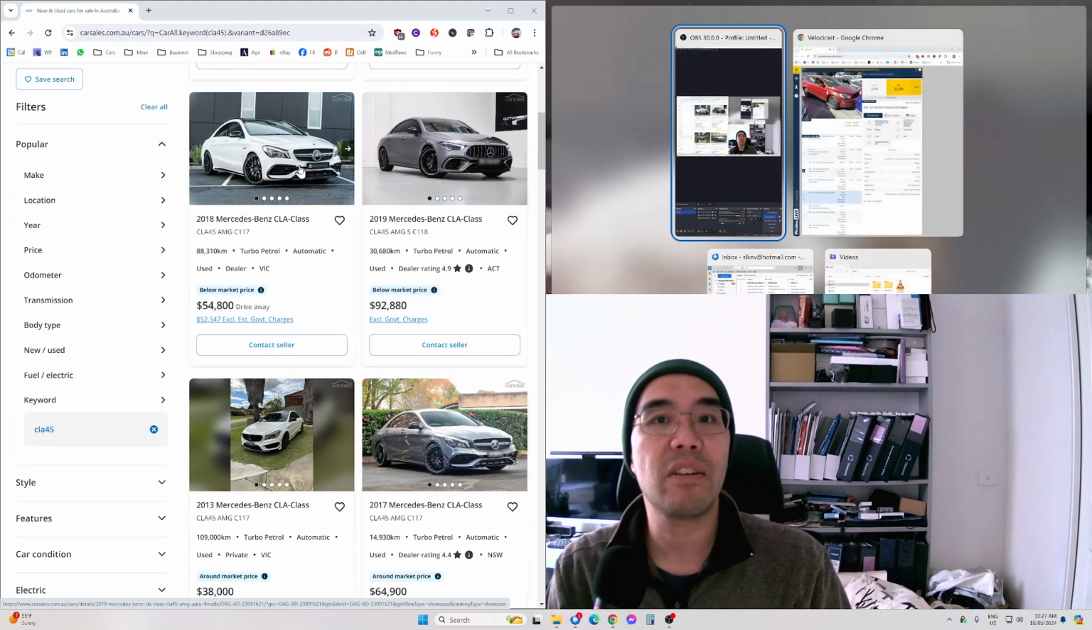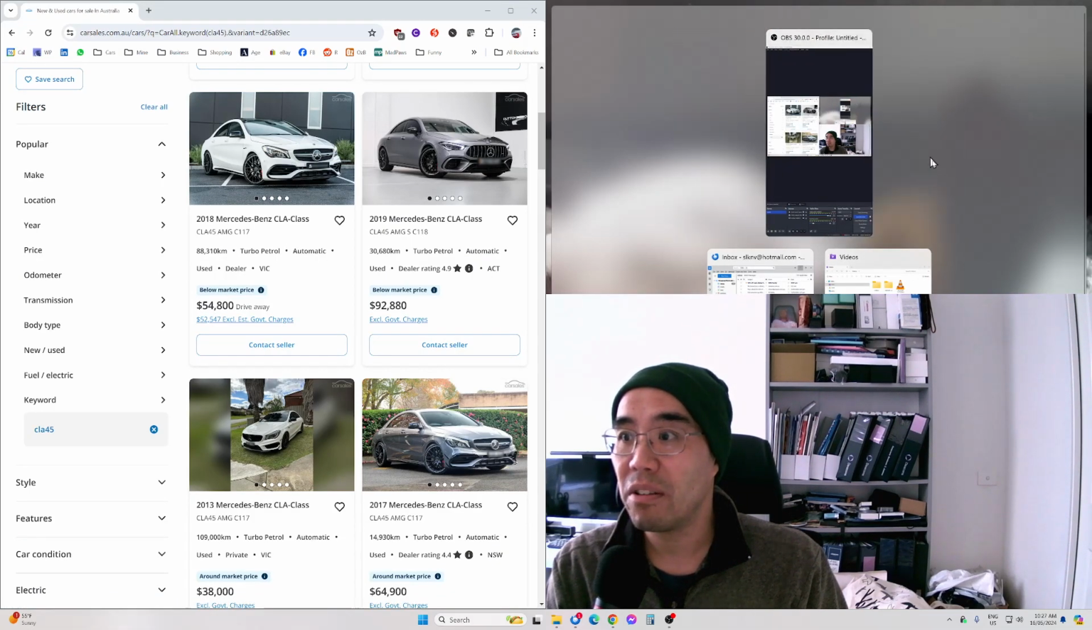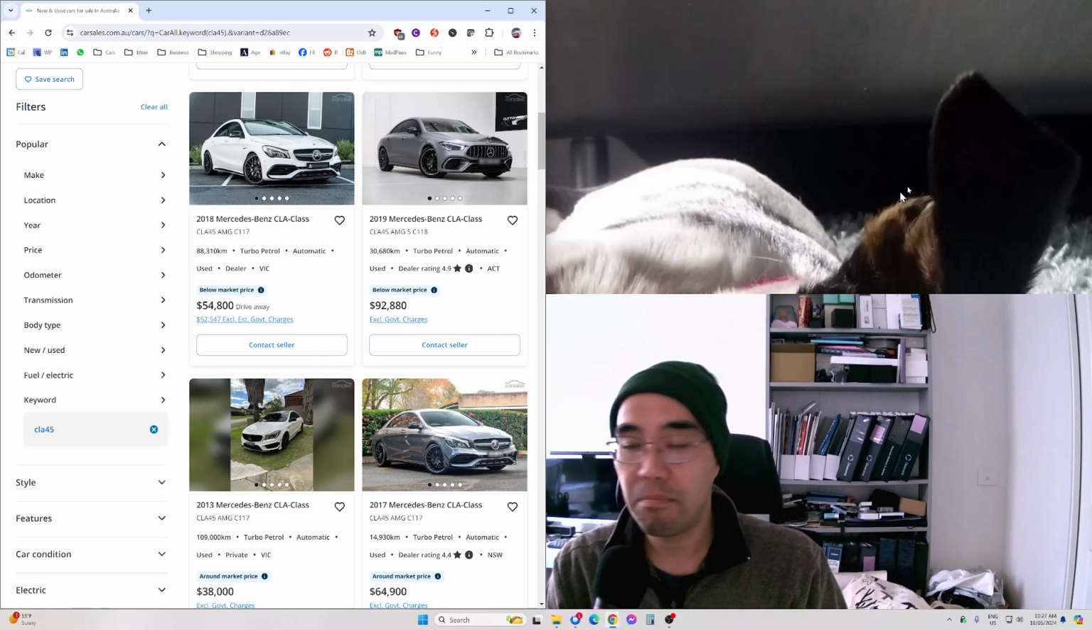I've had other European cars which haven't been a lot of fun. Anyway, so let's... I don't know how this works. There, that's my dog's ear in the background.